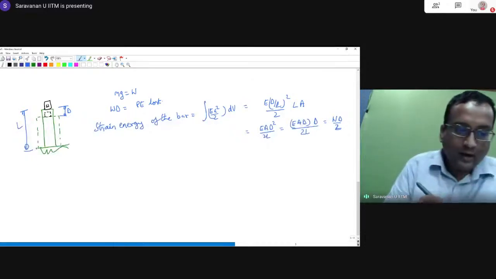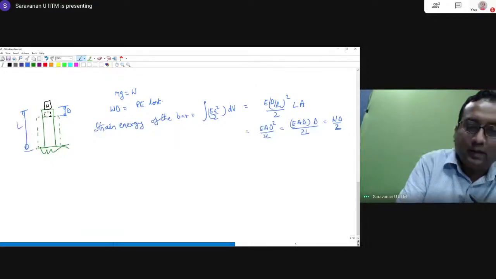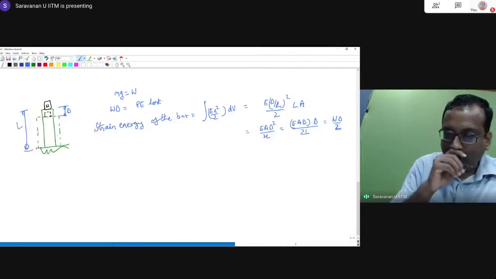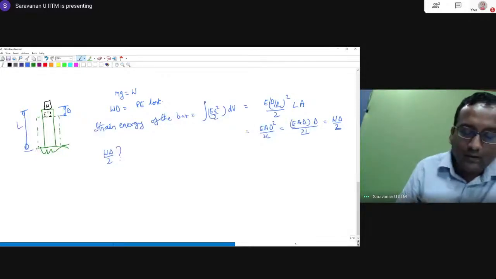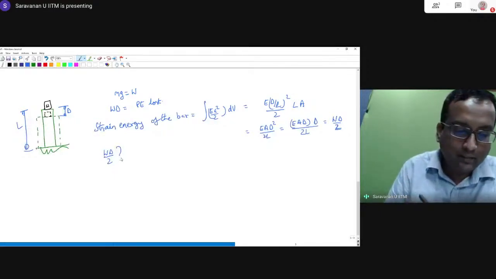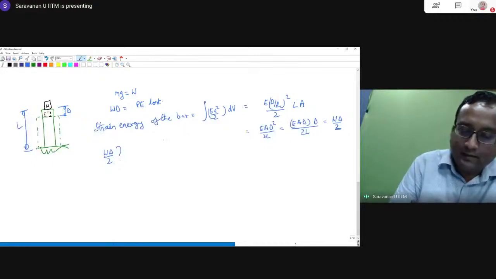So what has happened? By moving down, the mass has lost potential energy of W delta, whereas the energy stored in the system is W delta by 2. So what happened to the remaining W delta by 2 is a classical question that someone can ask. The reason for the difference of W delta by 2 is that in the computation of strain energy, when you say it is the integral of E epsilon d epsilon from 0 to epsilon, you are assuming that the load is applied gradually.